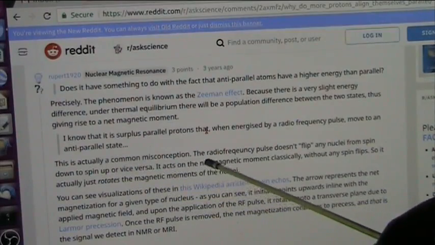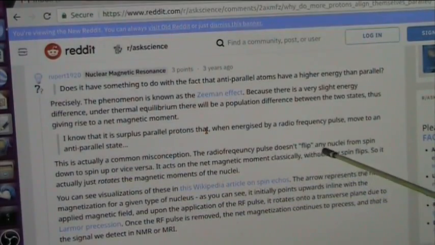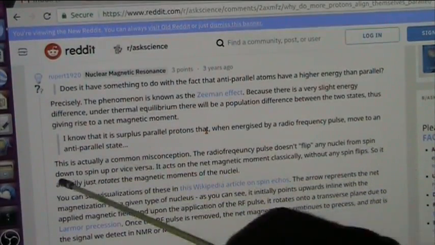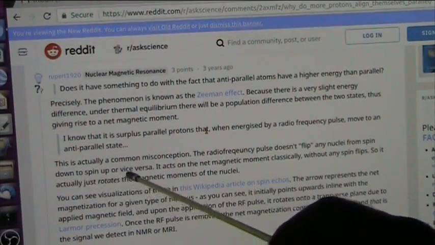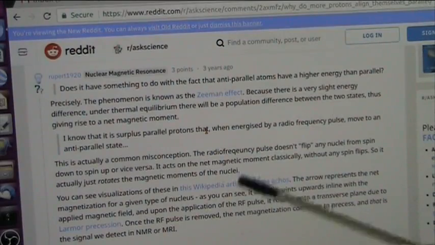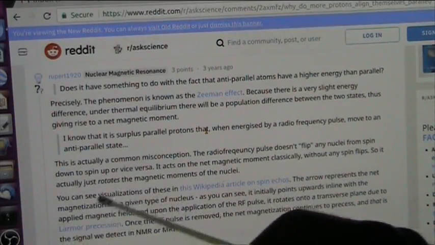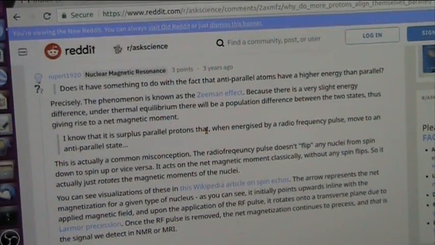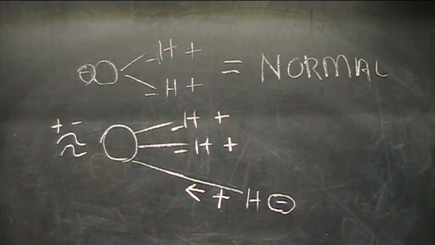Actually, a common misconception: the radio frequency pulse doesn't flip any of the nuclei spin down to spin up. I'm going to show you how I take this. He's talking about how it rotates the magnetic moments of the nuclei, and it does. But why? That's the key. And I think I understand why. All right, there is a ton of possibilities here, but let's start with normal and why they're looking at parallel against non-parallel. And what does that mean?